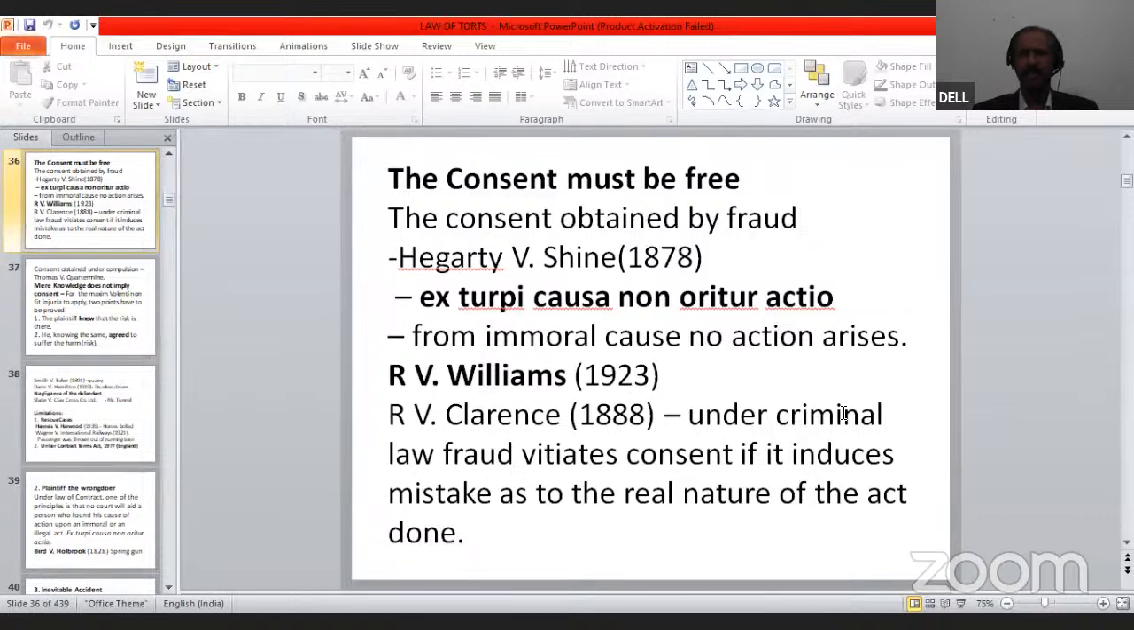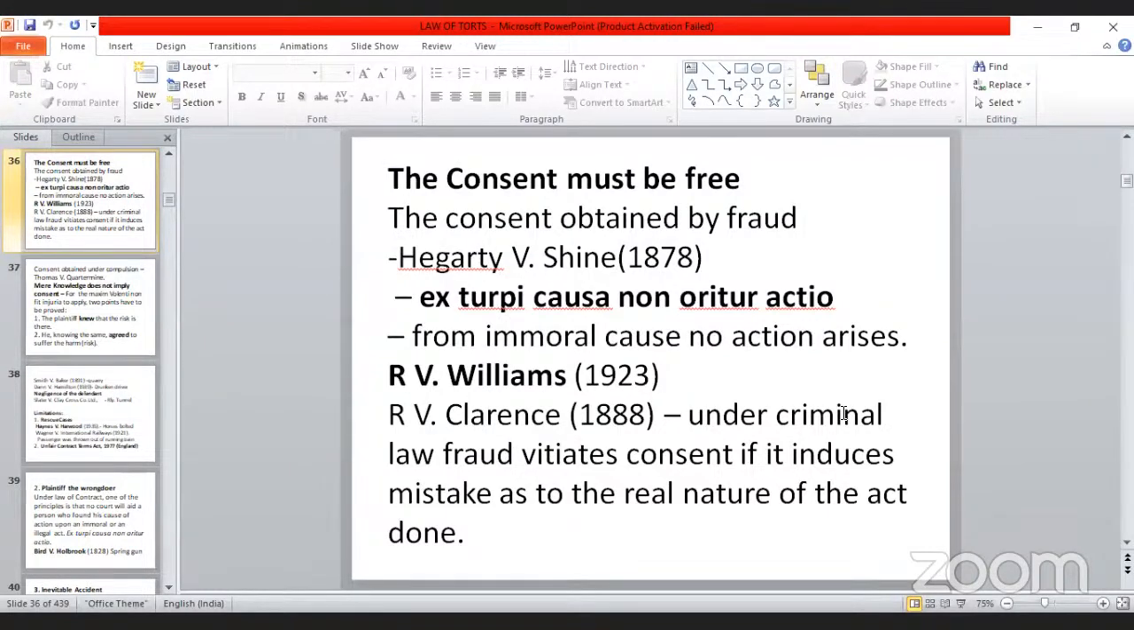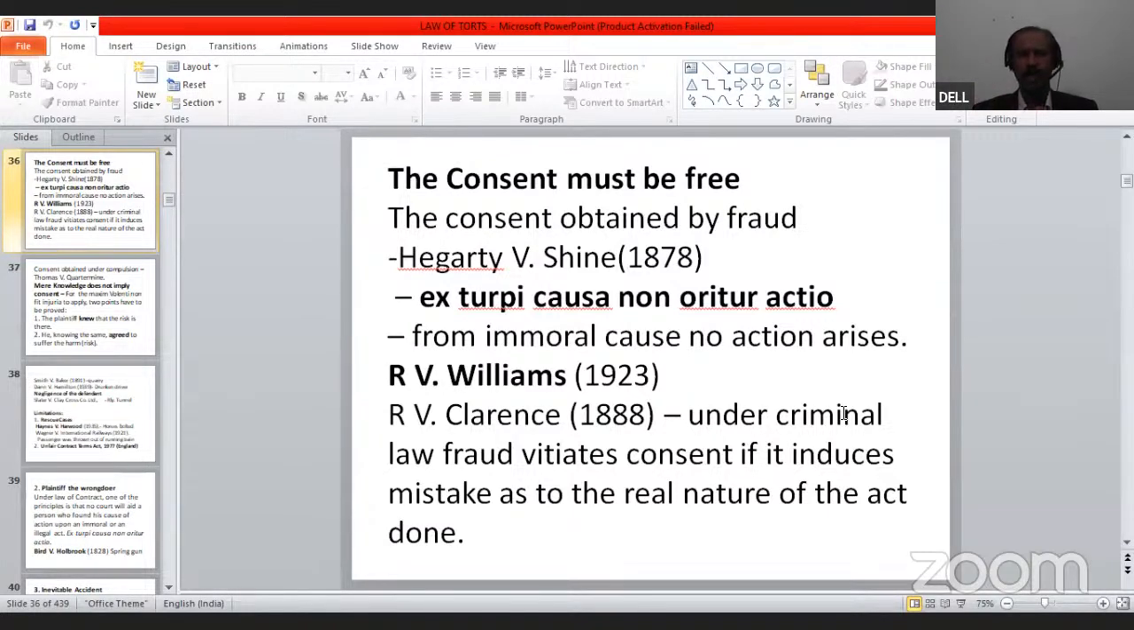suffering from venereal disease had sex with his wife, and the wife gave consent, and it is quite natural. It is something between husband and wife, quite natural, and she gave consent. But the husband infected the wife with this venereal disease, and she was also very angry and gave a criminal complaint. See, R versus Clarence, criminal case.